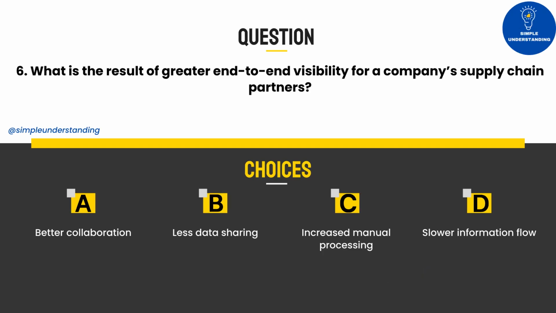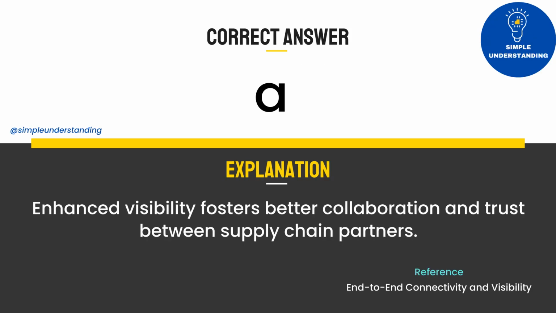6. What is the result of greater end-to-end visibility for a company's supply chain partners? A. Better collaboration. B. Less data sharing. C. Increased manual processing. D. Slower information flow. Correct answer: A. Explanation: Enhanced visibility fosters better collaboration and trust between supply chain partners.